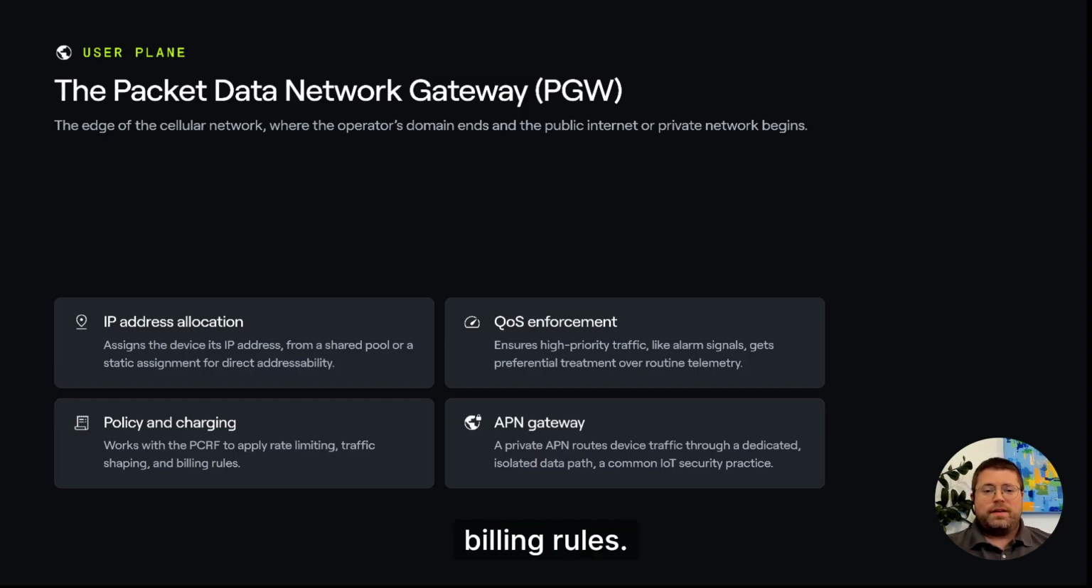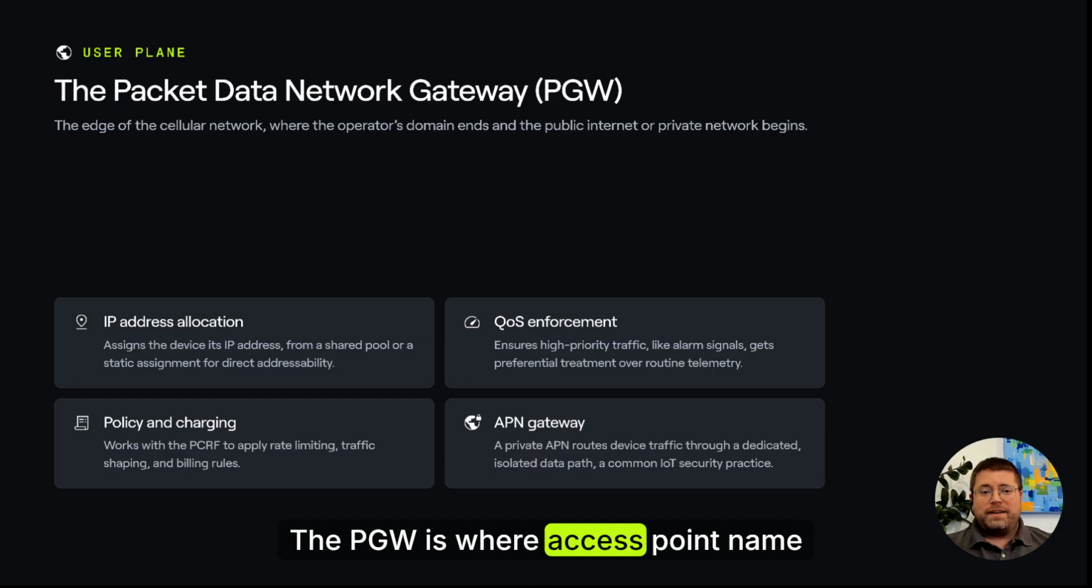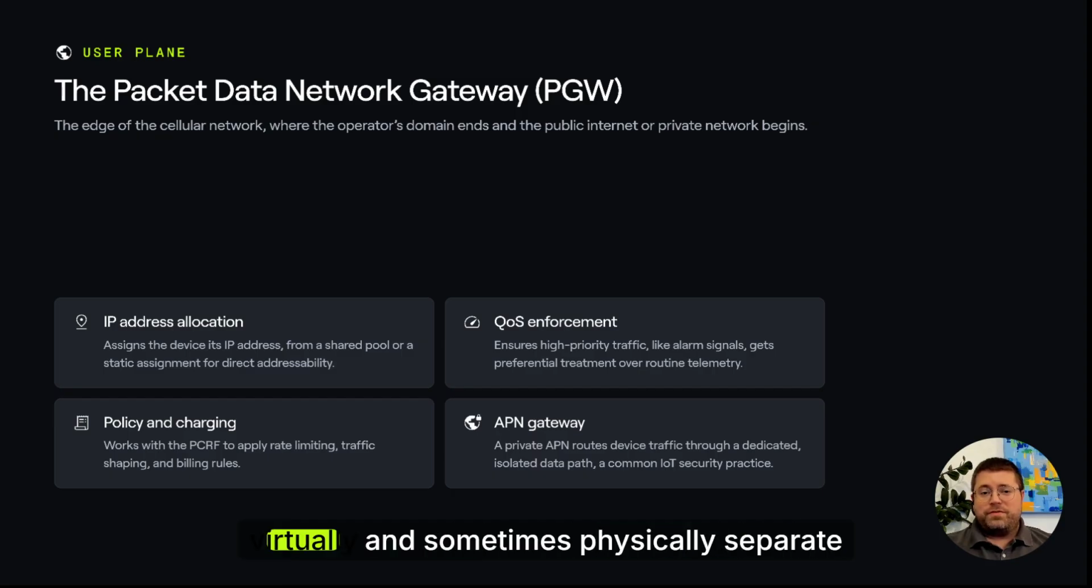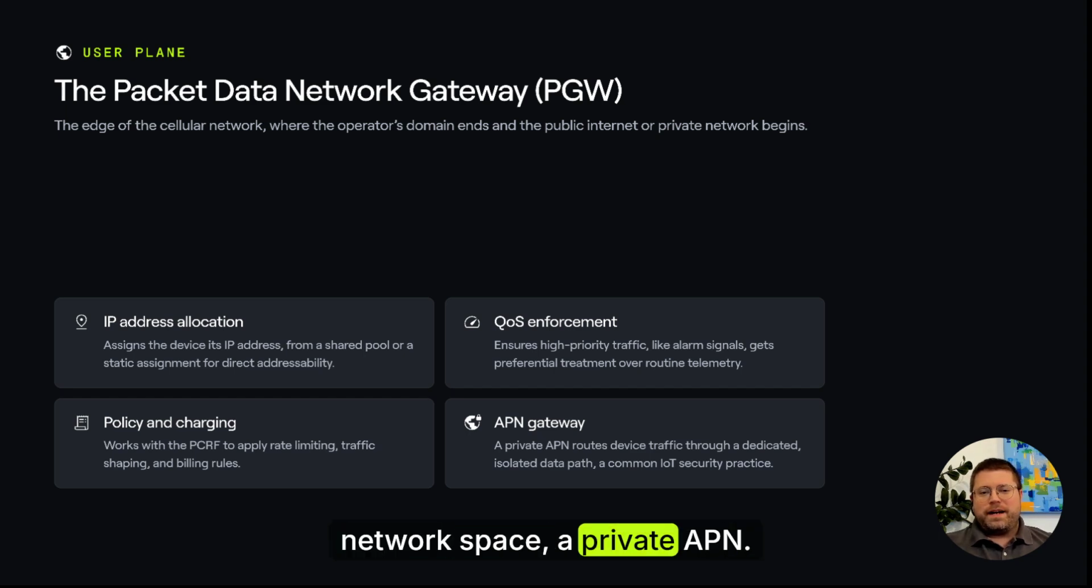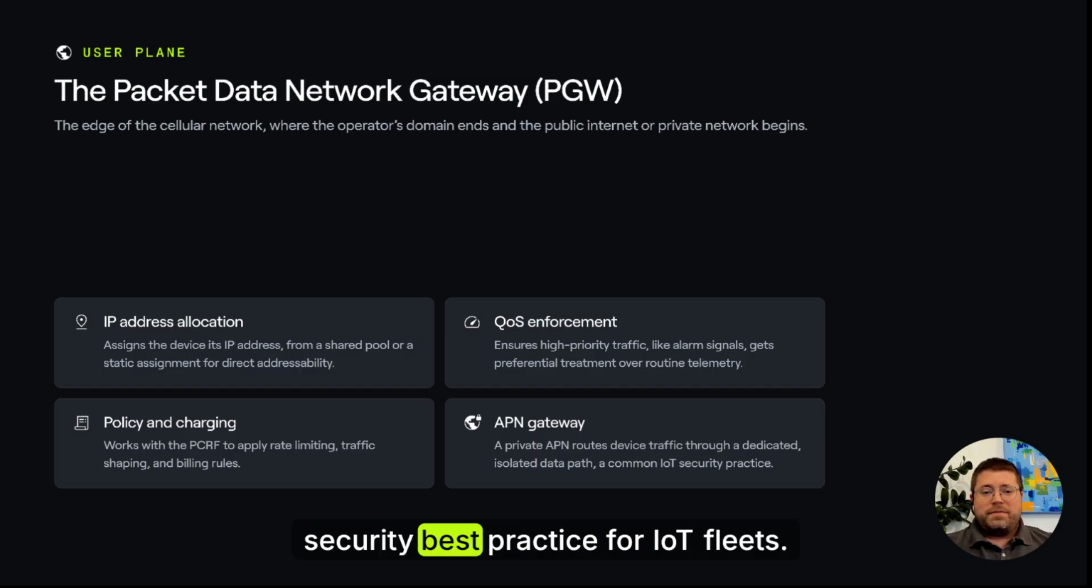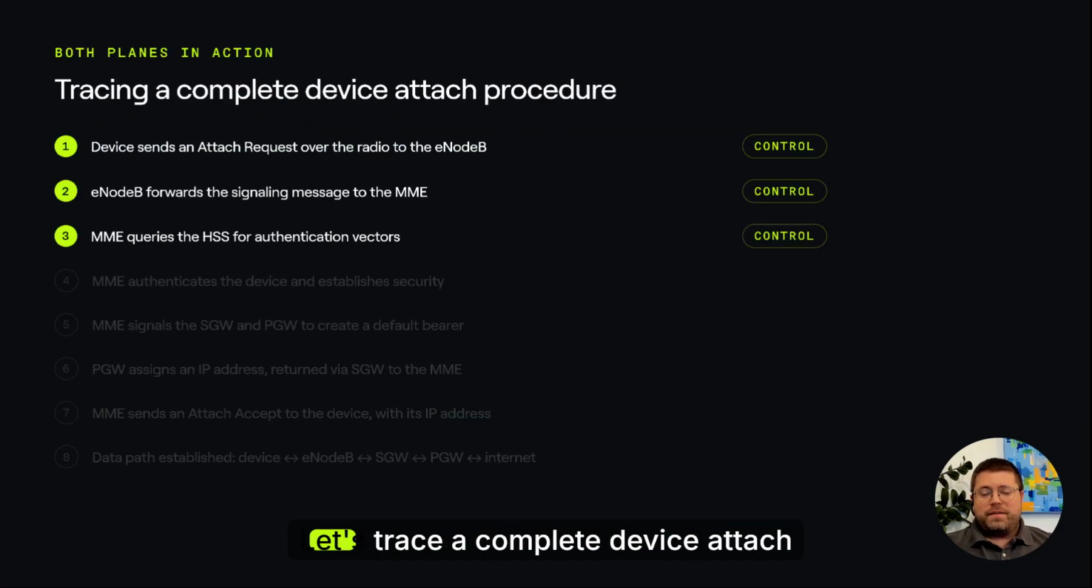The PGW is where access point name, APN, configuration takes effect, which is a virtually and sometimes physically separate network space. A private APN routes your device's traffic through a dedicated isolated data path, a common security best practice for IoT fleets. Let's trace a complete device attach procedure to see both planes in action.